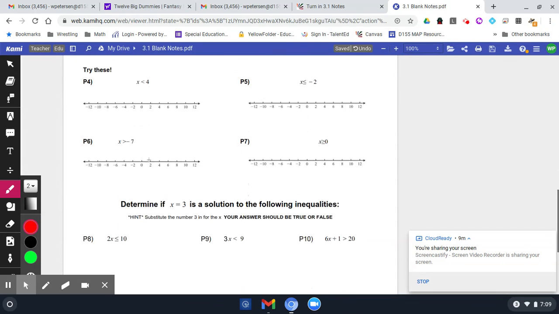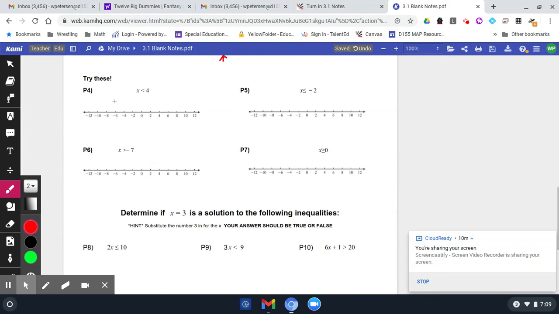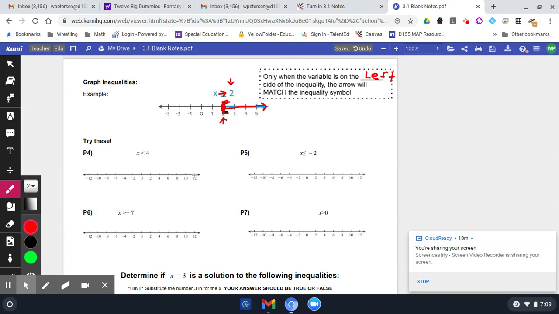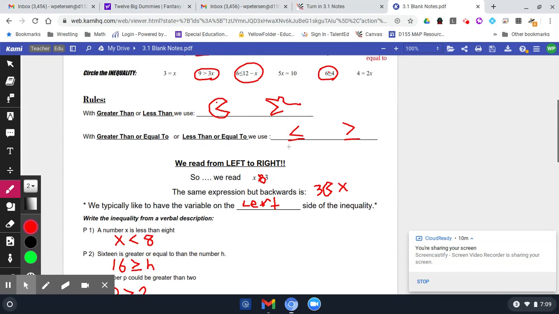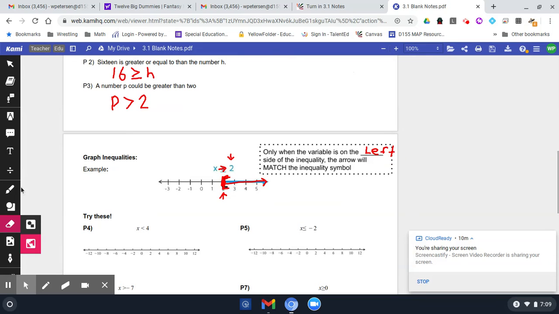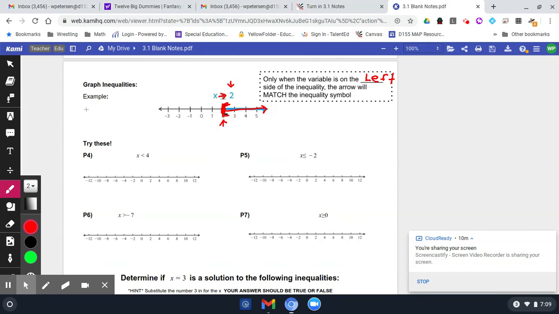All right, let's try a few of these. I'm going to do 4 and 5, and then you guys will practice the other two on your own. The first thing we always want to mark is our number, whatever number is here: -2, -7, 0. That's the first thing we mark. Now, if we go back up to here, we need to know that when we have a symbol like this or like this, when we write that on the graph, we are going to use an open circle, or we can use a parenthesis.